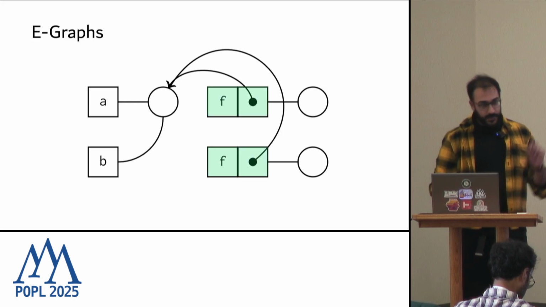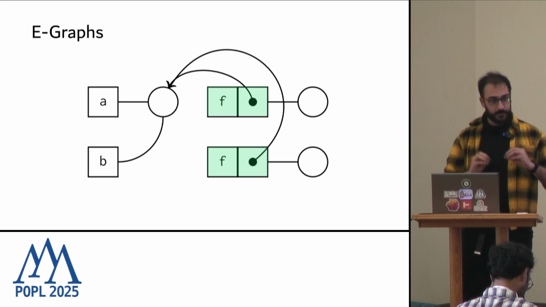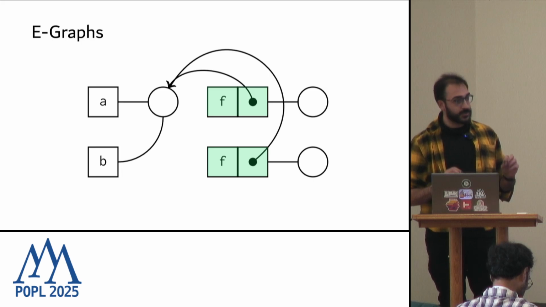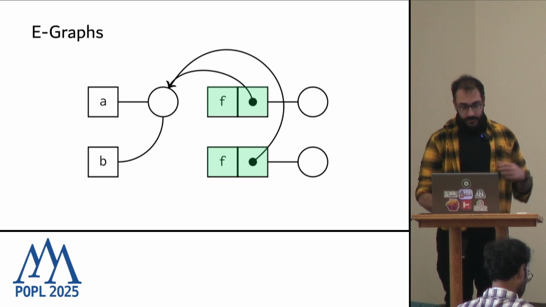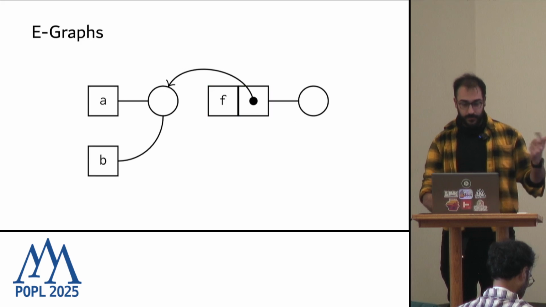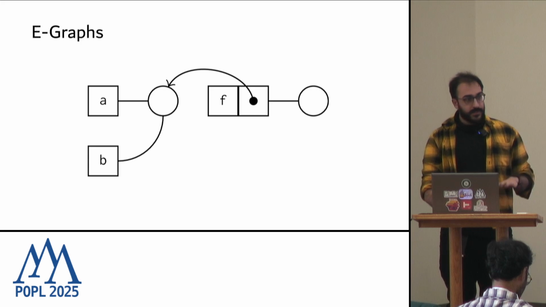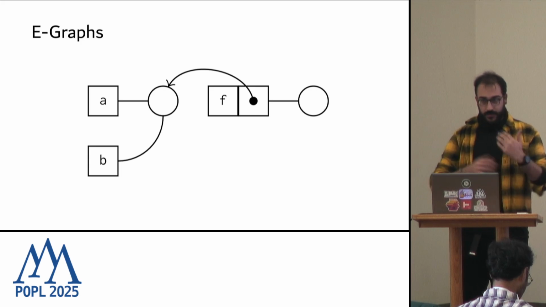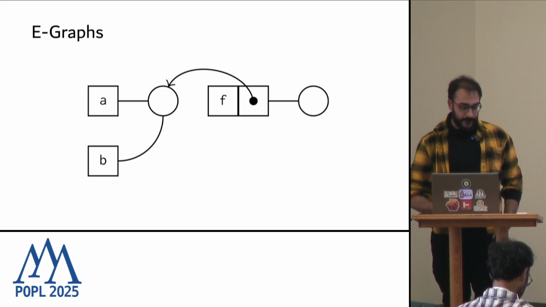Because if I scrutinize a little bit, these highlighted nodes represent exactly the same thing. They both represent f of a and f of b, so they ought to be equal. So their E-classes ought to be the same. So now I have to merge their equivalence classes, and I end up with this E-graph. This example I will go back to multiple times in my presentation later on.